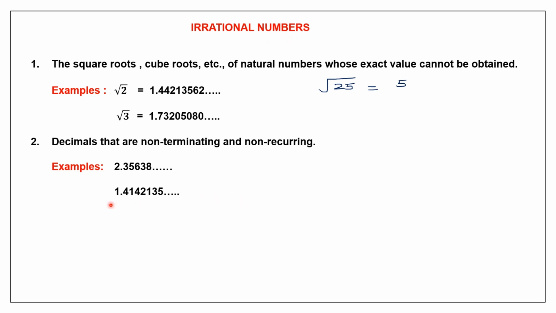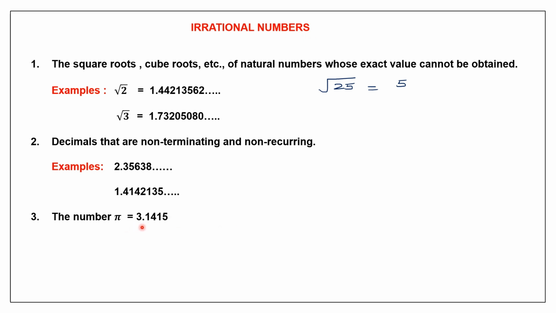Another example is this, 1.4142135. Now these are all the answers to the division of certain numbers. This is also the quotient to the division of a particular set of numbers, same way here also. So here can you see these decimals are not ending, so they are non-terminating, but they don't have a pattern, so they are non-recurring. So if they are non-terminating and non-recurring, they are irrational numbers.